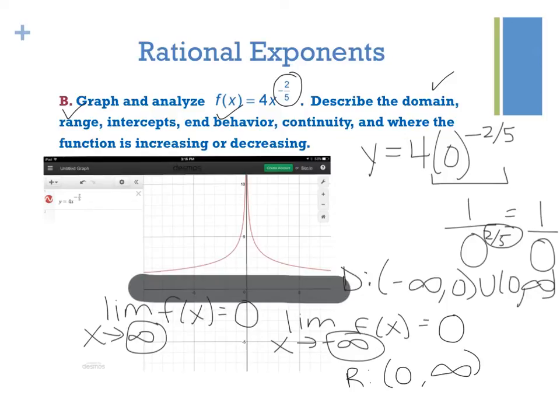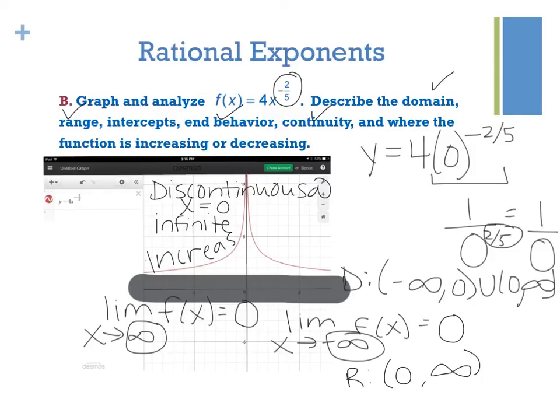The graph is discontinuous. If we look at the continuity, the graph is discontinuous because there is a break at 0. So there's an infinite discontinuity at x equals 0. Right? And if we look at where the function is increasing and decreasing, the left half of the graph is increasing and the right half of the graph is decreasing. So we'll say this half of the graph is increasing, this part is decreasing. So the function is increasing from negative infinity to 0, yet it's decreasing from 0 to infinity. Remember, we use the x values for the intervals to describe increasing and decreasing functions.